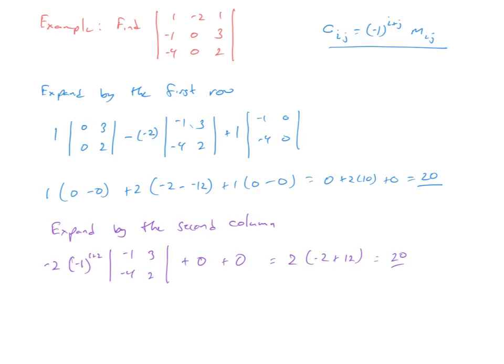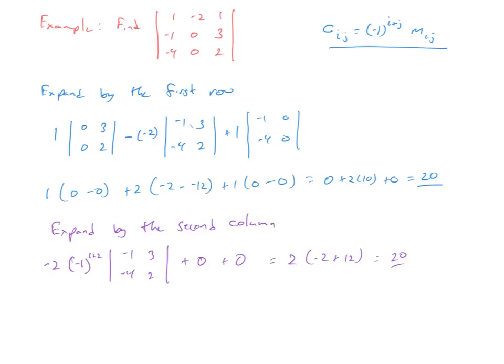It's going to be negative 2 times, and it is negative 1 to the 1 plus 2, so that makes that a negative 1, times, cross off the row and column negative 2 is in, and I get the matrix negative 1, 3, negative 4, 2. And then each one of these, when I expand, is 0 times that, which ends up being 0, and 0 times that is also 0. So when I do this calculation, this part becomes 2 times negative 2 plus 12, which comes out to be 10, so I still get 20.